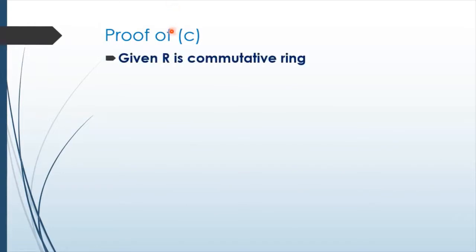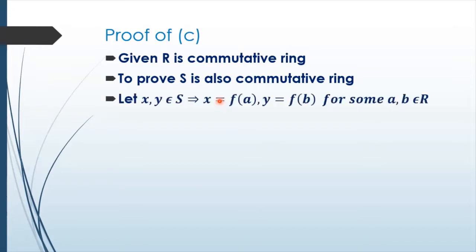Next proof. If R is a commutative ring, then you have to prove that S is also commutative. A commutative ring is one in which the multiplication follows the commutative law. So take two elements in S, then correspondingly we have two elements in R, such as A and B, with x equal to f of A and y equal to f of B. So now you multiply x and y. So x dot y is equal to f of A dot f of B. As f is a homomorphism, you can take it out.